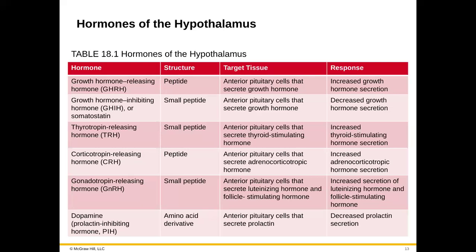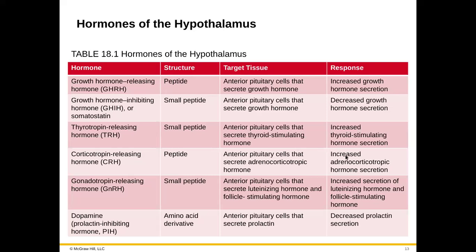We have gonadotropin releasing hormone. This is GnRH. Yet again, another small peptide hormone. This is going to act on the anterior pituitary cells that secrete both luteinizing hormone and follicle stimulating hormone. So that is something to note, that gonadotropin releasing hormone acts on two different cell populations that secrete two different types of hormones. So as a response, we're going to have an increase in the secretion of luteinizing hormone, which we'll refer to as LH, and follicle stimulating hormone, which we refer to as FSH.